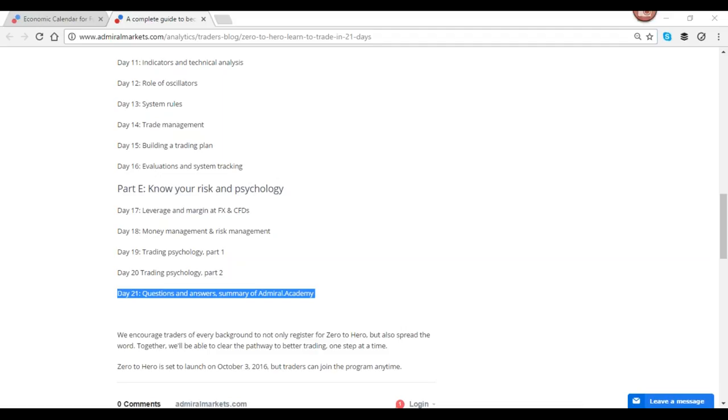So I think it's an ideal length for this type of format. I'm not sure exactly when it will be presented, though. I'm not sure if traders are able to watch those videos at any time. I guess so, that would be my guess, but I don't know for sure.